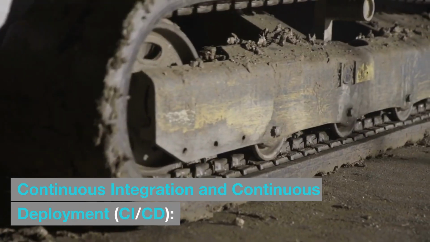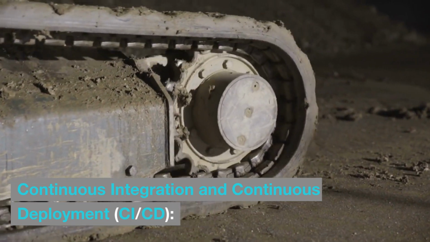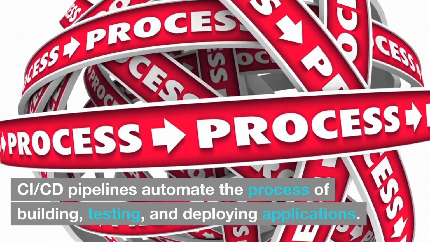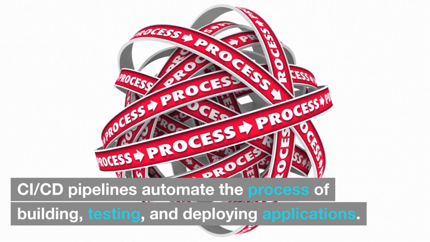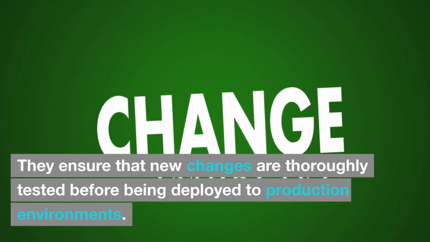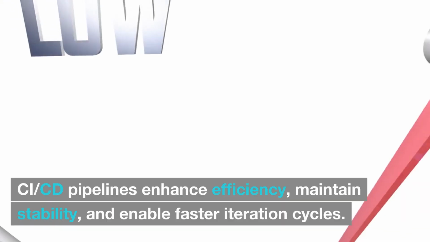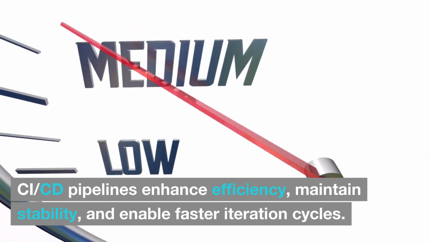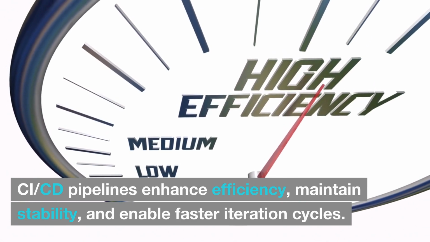8. Continuous integration and continuous deployment, CI/CD. CI/CD pipelines automate the process of building, testing, and deploying applications. They ensure that new changes are thoroughly tested before being deployed to production environments. CI/CD pipelines enhance efficiency, maintain stability, and enable faster iteration cycles.